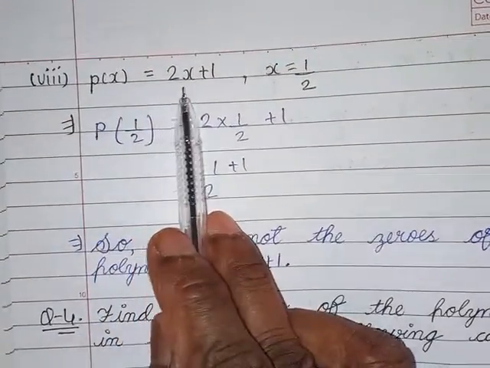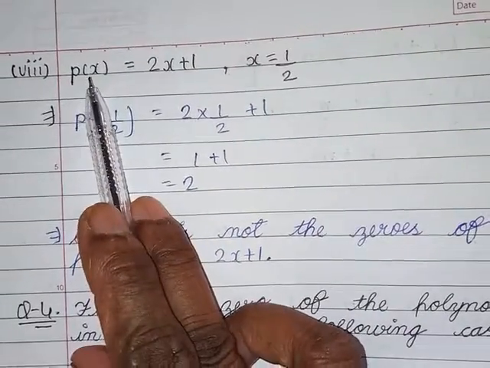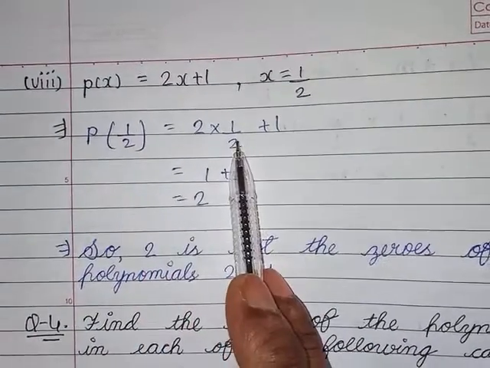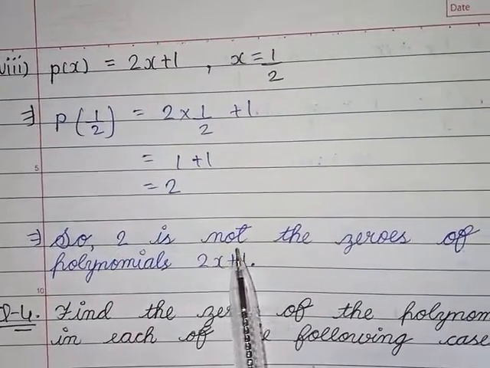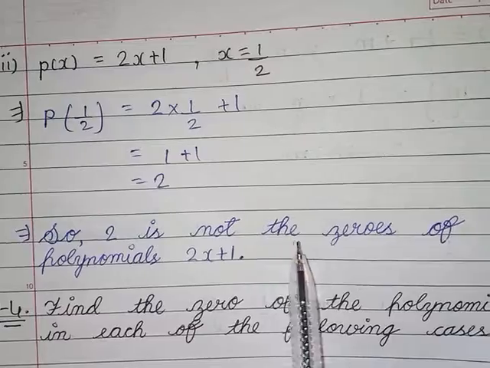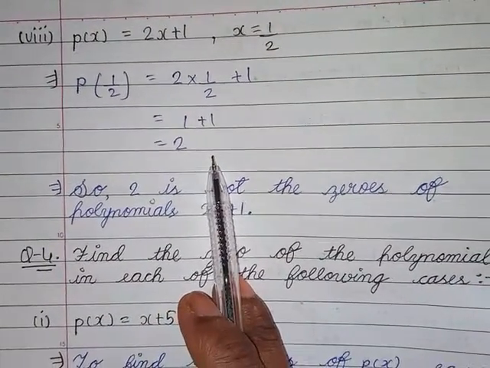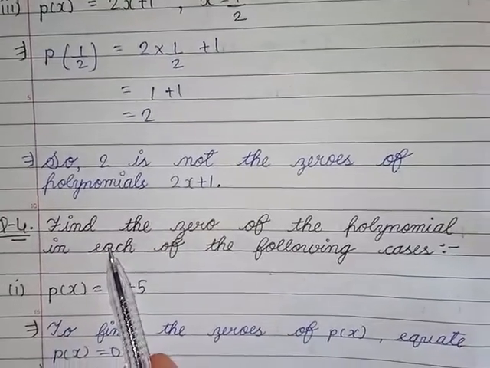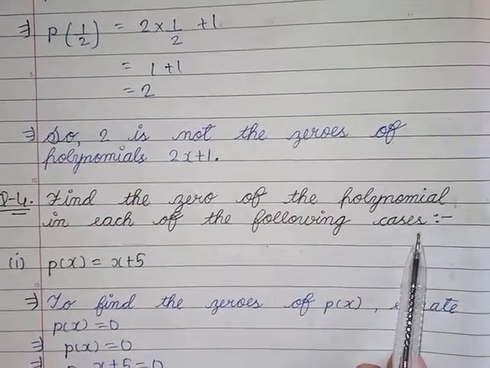p(x) is equal to 2x plus 1, where x is equal to 1 by 2. Substitute. In place of x, you write 1 by 2. So 2 and 2 will cancel out. 1 plus 1 is 2. So it is not a zero of the given polynomial because it does not become 0. Is it? Now, find out the zeros of the polynomials in each of the following cases.